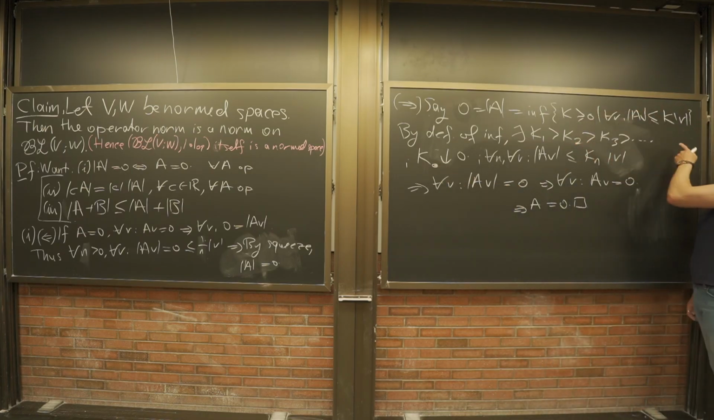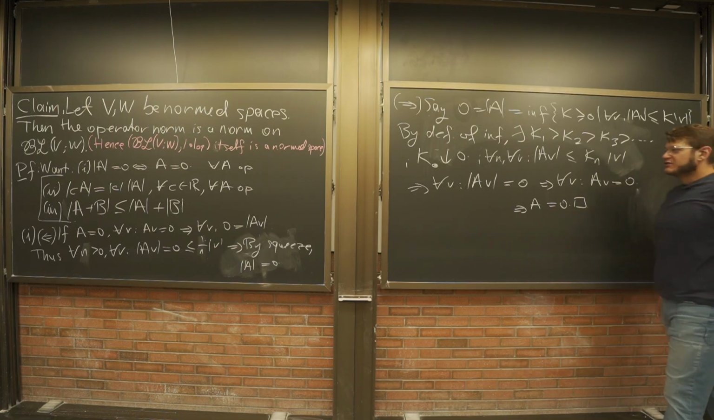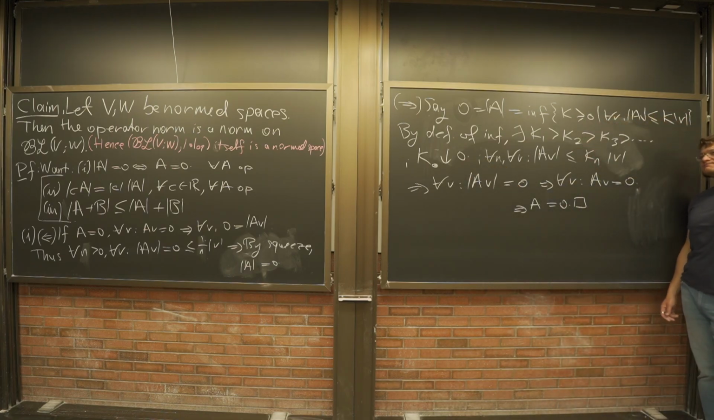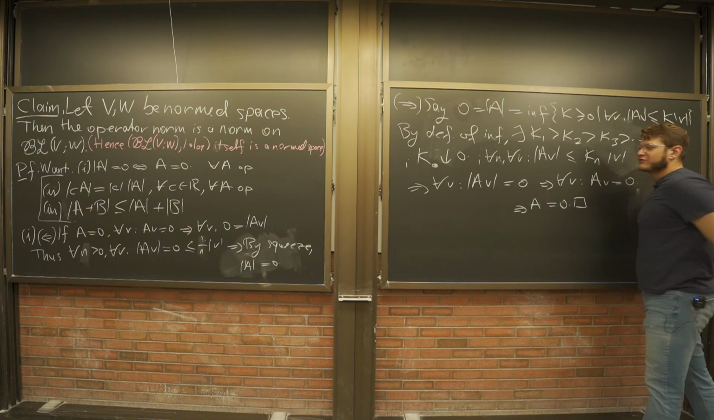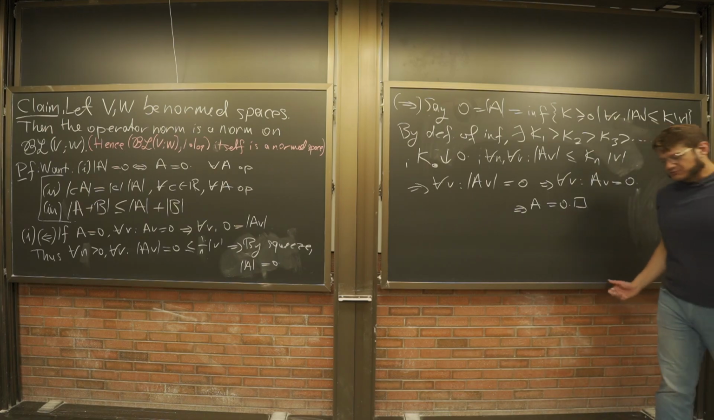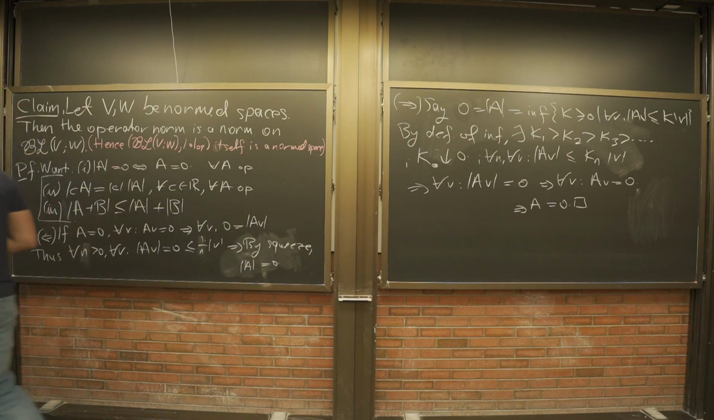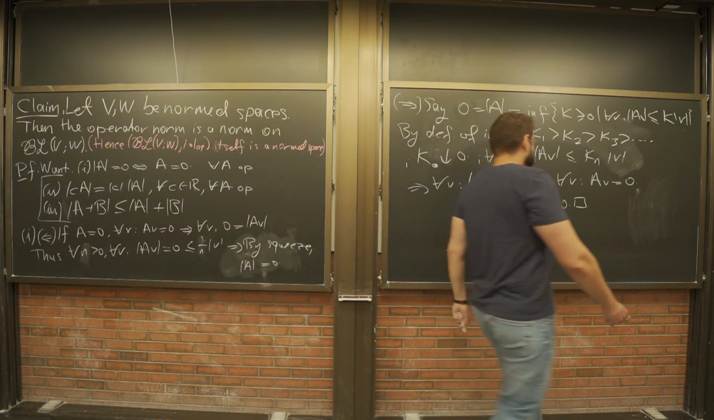But the point is that these k sub n's decrease to 0. I get to choose k sub n as small as I want, which means that the right-hand side is as small as I want, which means that the left-hand side has to be bounded by any positive number. And the only number that is bounded from above by any positive number is the 0 number, of course. OK? That's the first part.